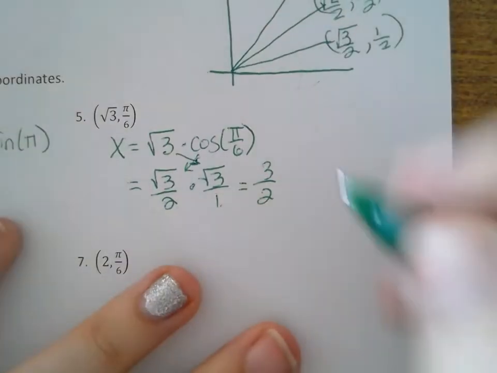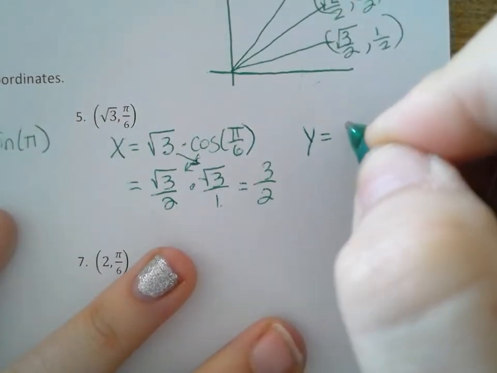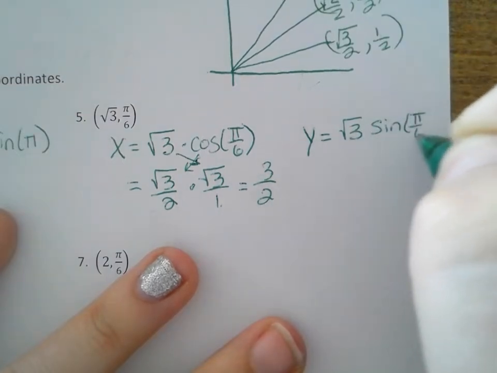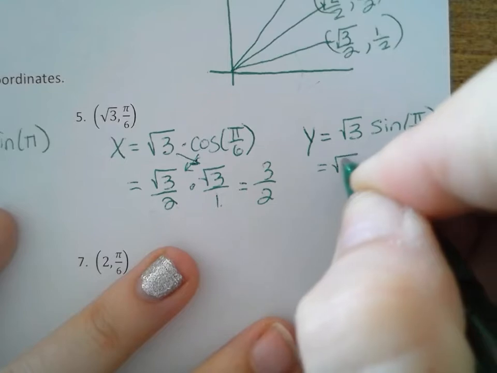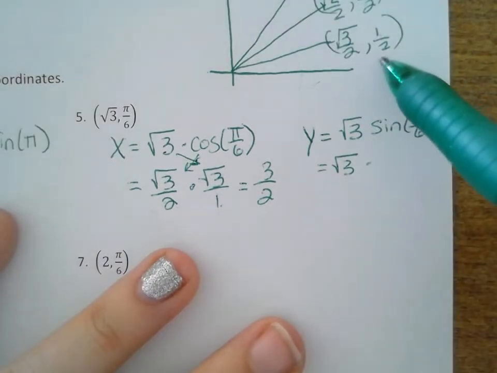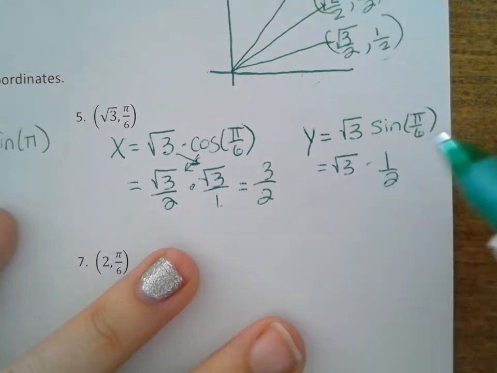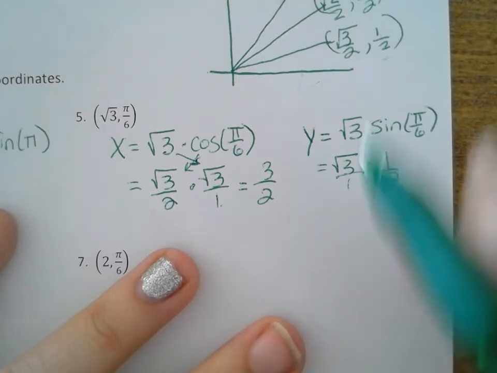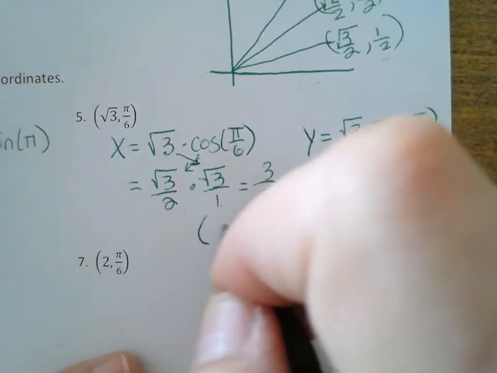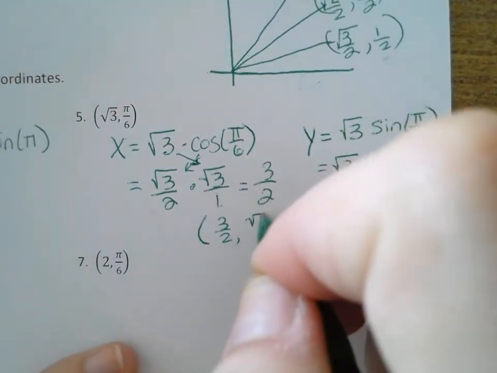Now let's go find the y coordinate. Square root 3 times the sine of pi over 6. What is the sine of pi over 6? 1/2. Okay, so top times top, bottom times bottom. It looks like to me I get square root 3 over 2. So my coordinate pair is 3/2, square root 3 over 2.